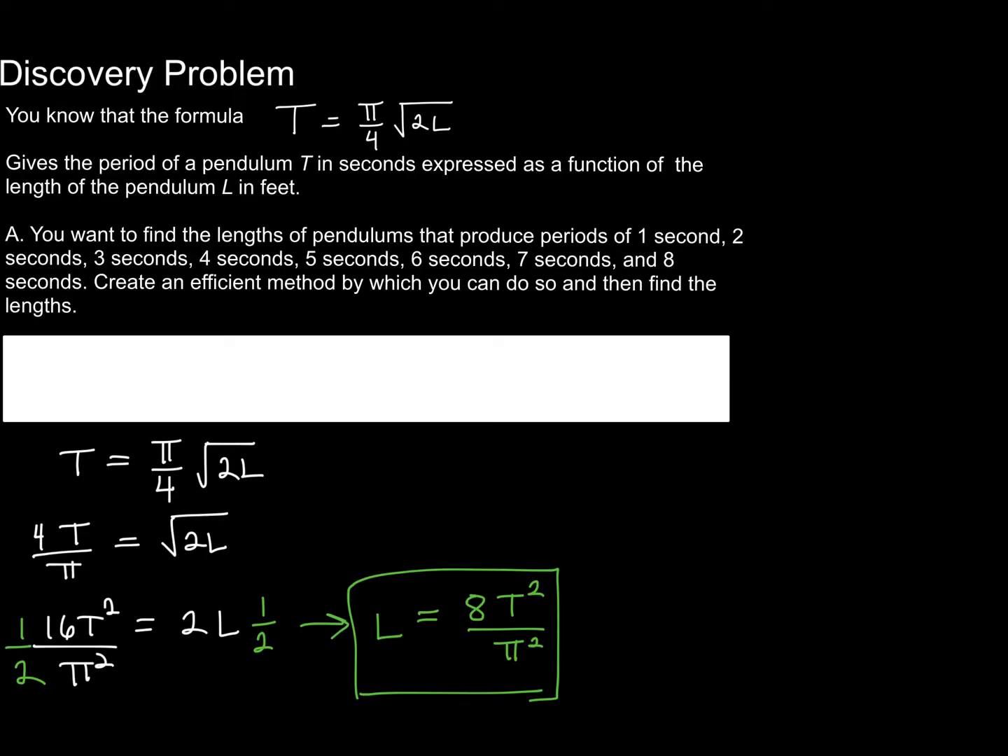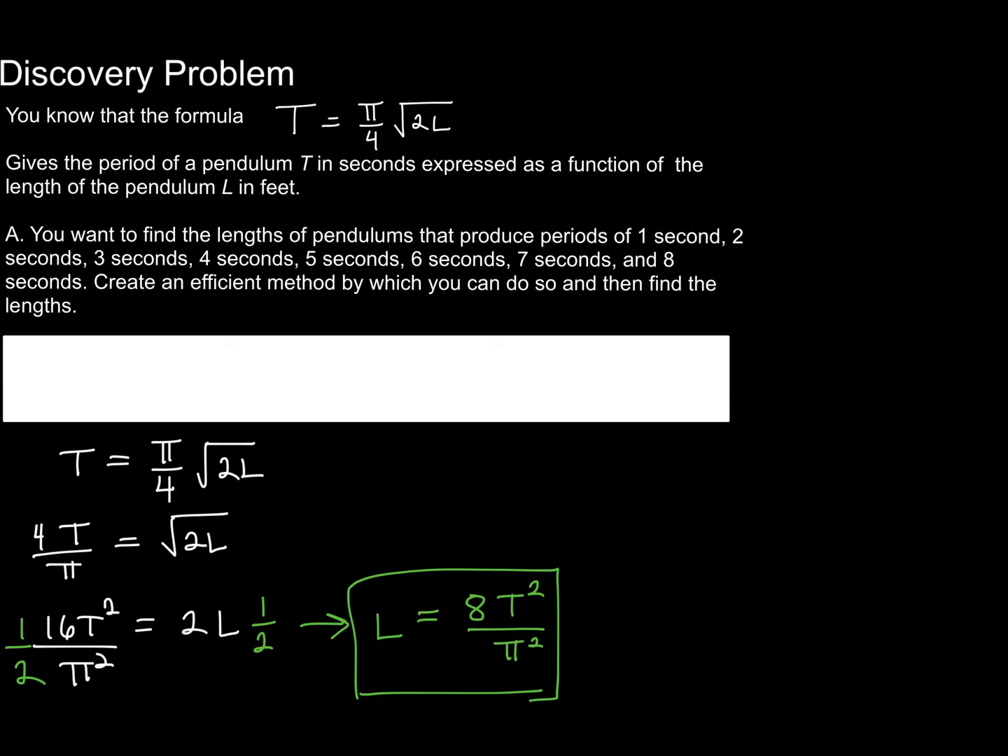So now you can go through and find the lengths for the pendulums that produce a 1 second period when t is 1, a 2 second period when t is 2, and so on and so forth. So go ahead and use this equation to do so. You may use a calculator to approximate, and once you've done so, press play and we'll look at the last part.